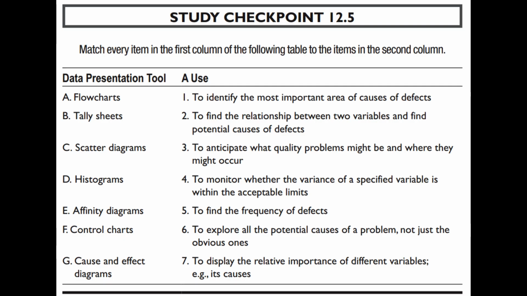Study checkpoint 12.5. Match every item in the first column of the following table to the items in the second column. Data presentation tool and its use. A. Flowcharts 1. To identify the most important area of causes of defects. B. Tally sheets 2. To find the relationship between 2 variables and find potential causes of defects. C. Scatter diagrams 3. To anticipate what quality problems might be and where they might occur. D. Histograms 4. To monitor whether the variance of a specified variable is within the acceptable limits. E. Affinity diagrams 5. To find the frequency of defects.